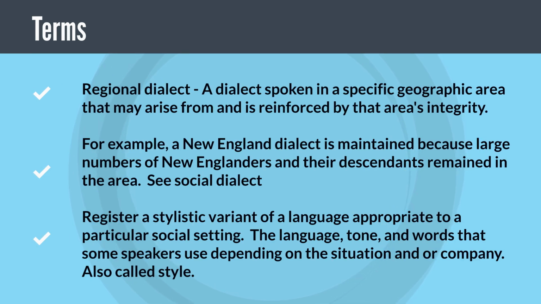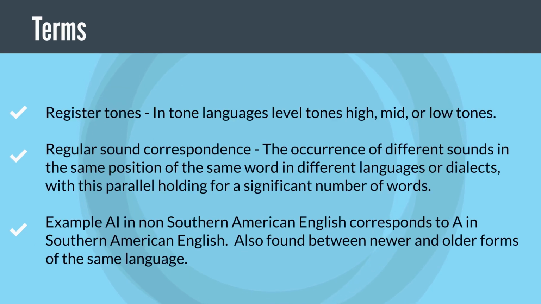Regional dialect: a dialect spoken in a specific geographic area that may arise from, and is reinforced by, that area's integrity. For example, a New England dialect is maintained because large numbers of New Englanders and their descendants remained in the area. See social dialect. Register: a stylistic variant of a language appropriate to a particular social setting. The language, tone and words that some speakers use depending on the situation and/or company. Also called style. Register tones: in tone languages, level tones, high, mid, or low tones.